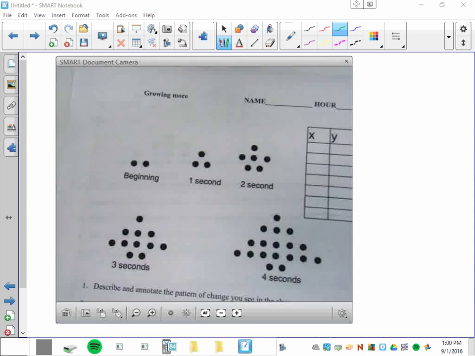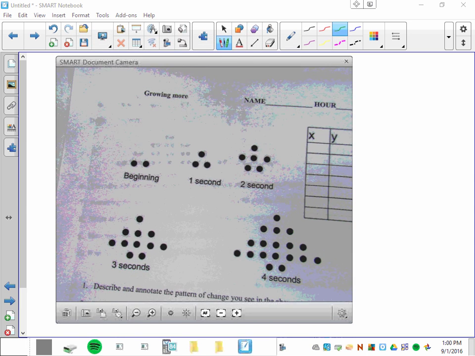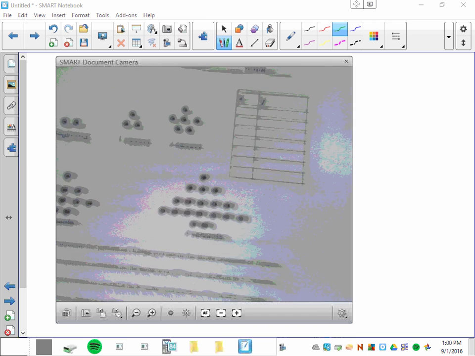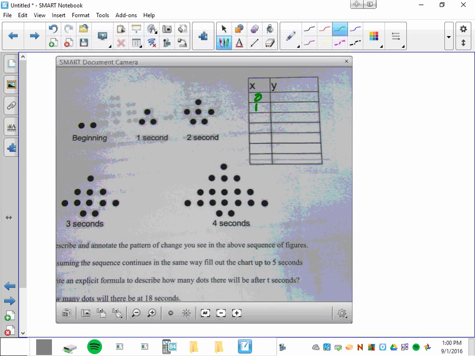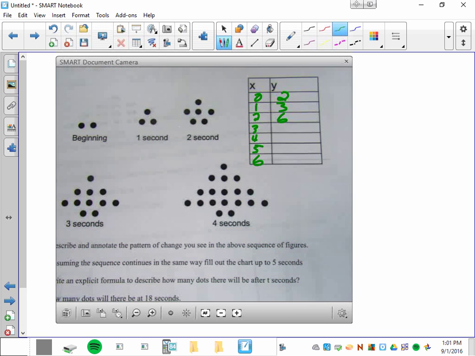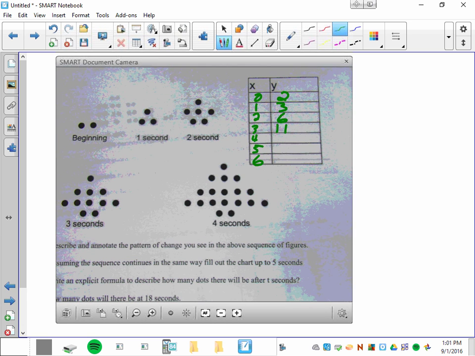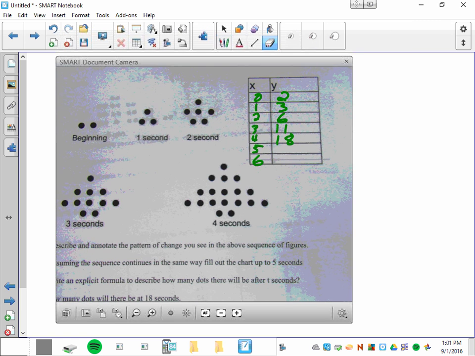Okay, welcome back. So for this chart, we should have 0, 1, 2, 3, 4, 5, 6. And we start with 2 dots, and then we have 3 dots. And then we bump up to 6 dots. And then 11. And then 18.